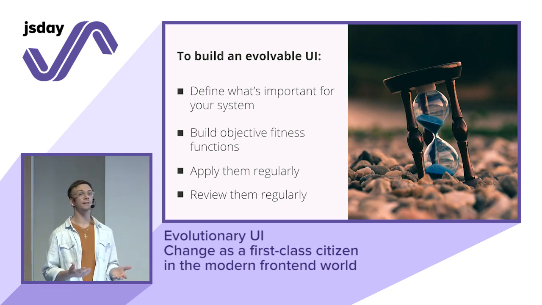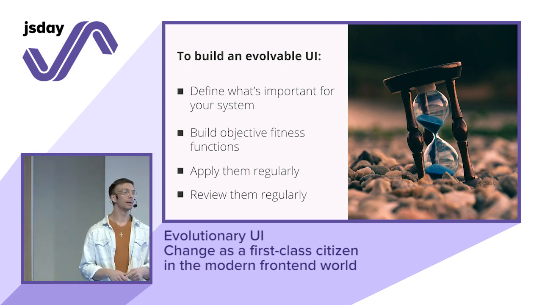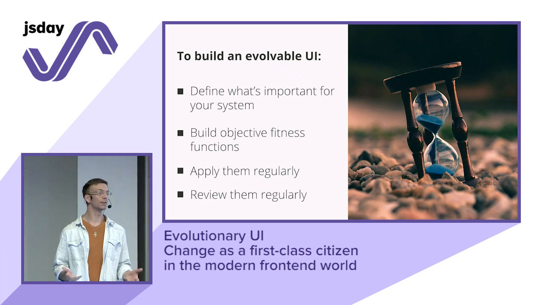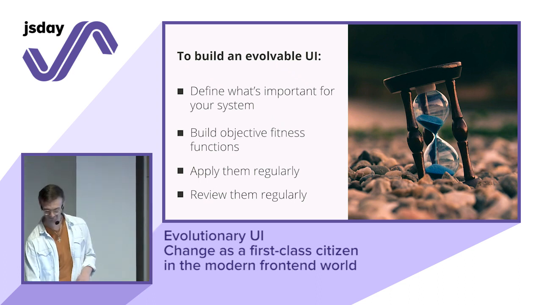Finally, review your fitness functions regularly. Keep an architectural decision record. Write down what they are and why you chose them. Make sure to revisit them regularly and make sure that they're still serving your needs, so that your application is evolving in the way that you want, with the characteristics protected that you want to keep.